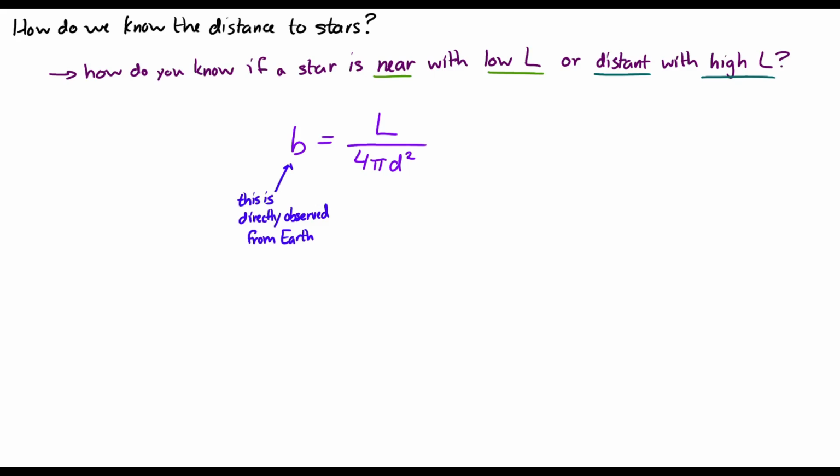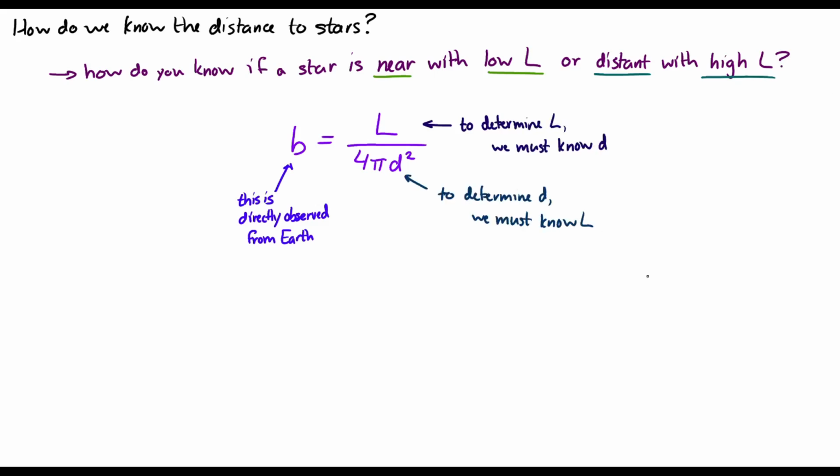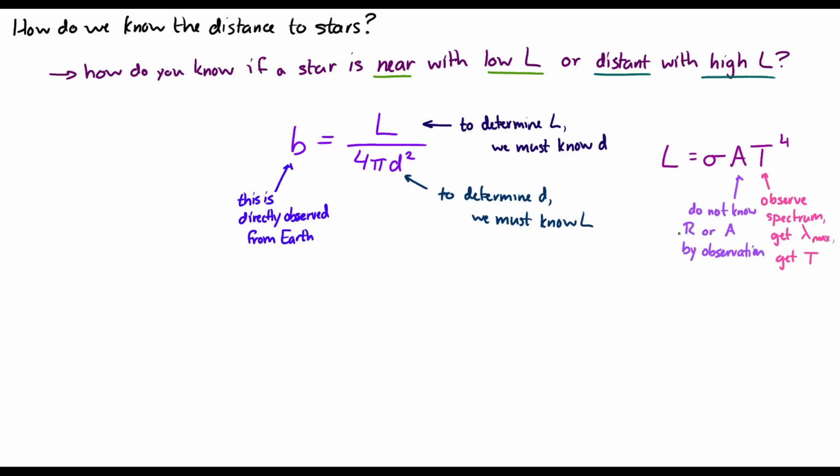So in order to know the luminosity, we have to know the distance. Or in order to know the distance, we have to know the luminosity. And you might think, well, we could get the luminosity. Luminosity is equal to sigma A T to the fourth. And we can observe the spectrum of the star so we could get the temperature of the star. But we do not know the radius of a star. Just by observing a star, we cannot know the radius of it. So that's not a method that can allow us to get the luminosity.